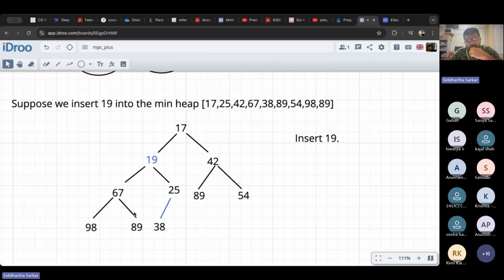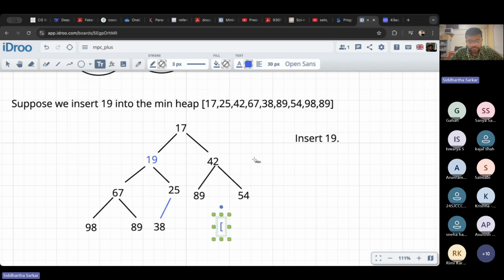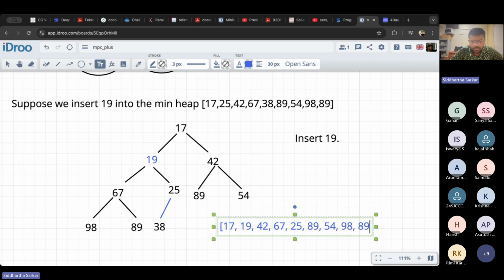So now the insertion of 19 is completed. Now what we will get is the output. We are going to present it as a list representation. So again, 17 is the first level, followed by 19, comma 42, comma 67, comma 25, comma 89, comma 54, comma 98, comma 89, comma 30. Did I make a mistake?